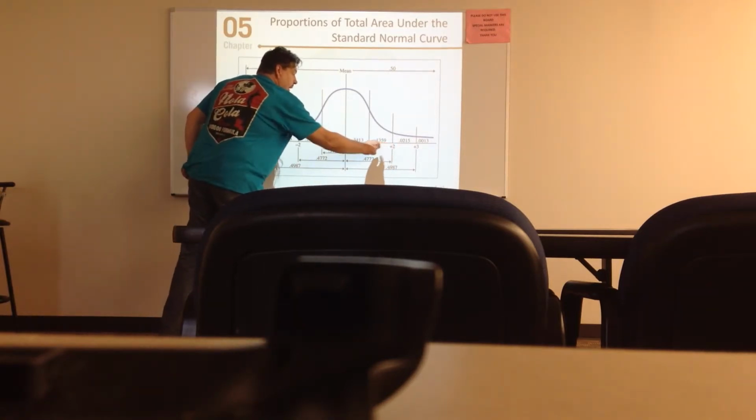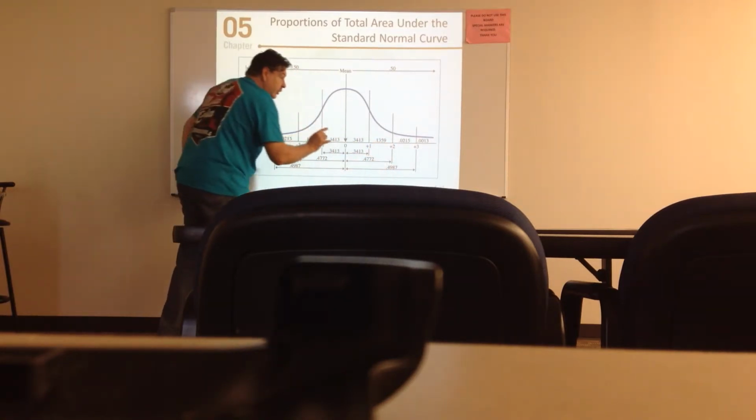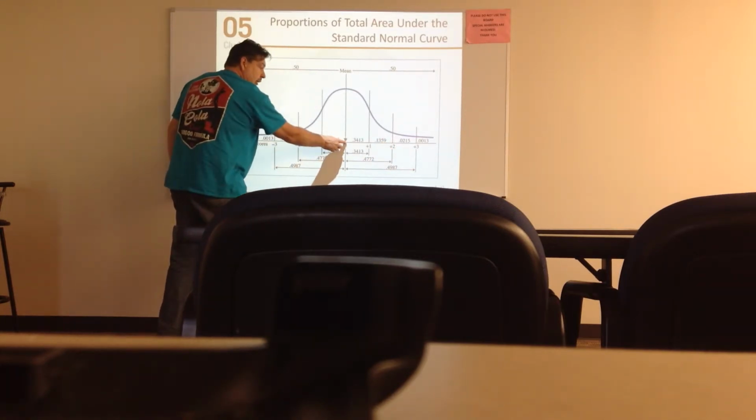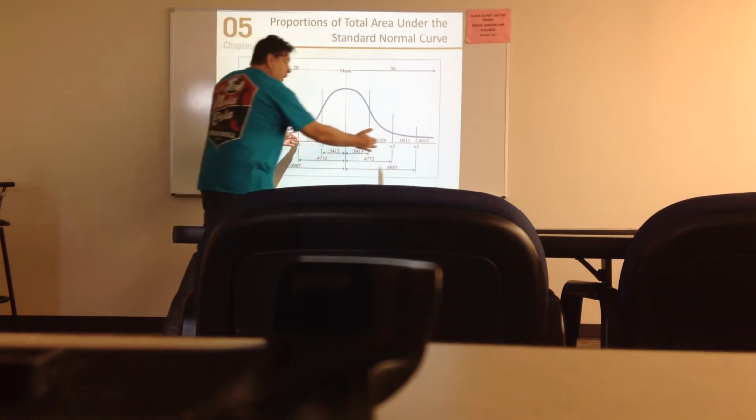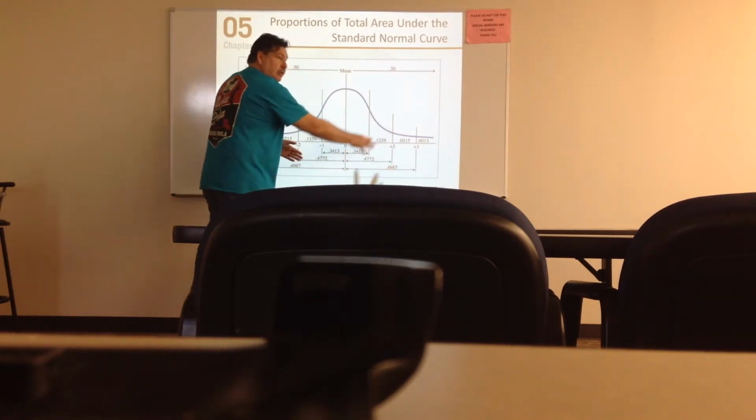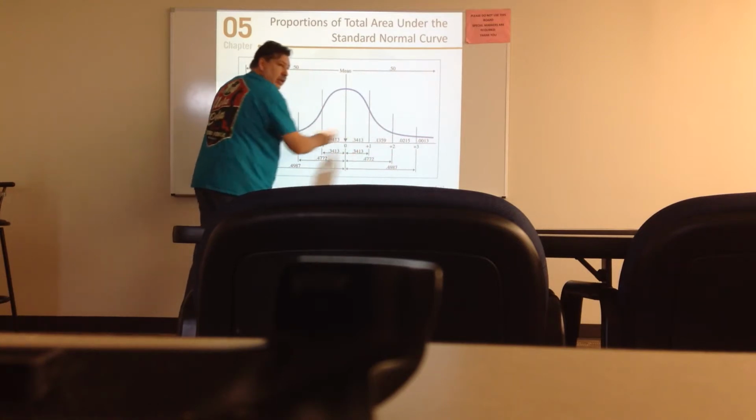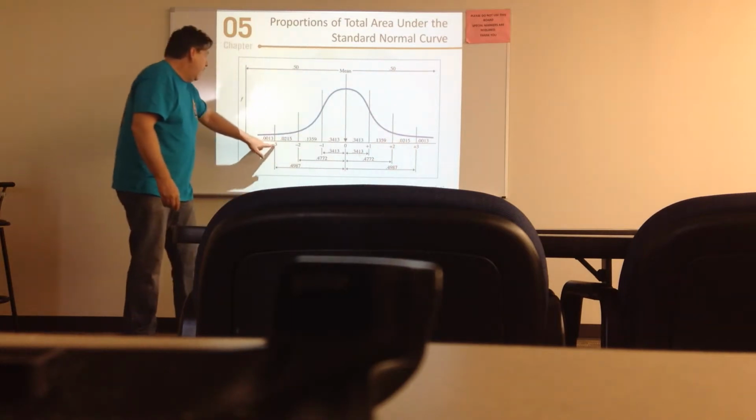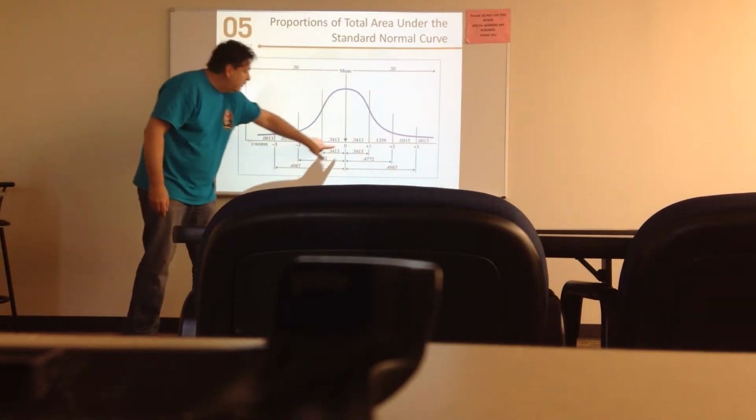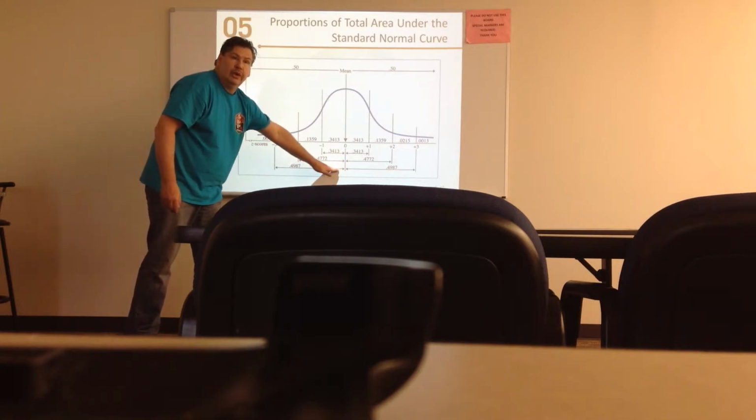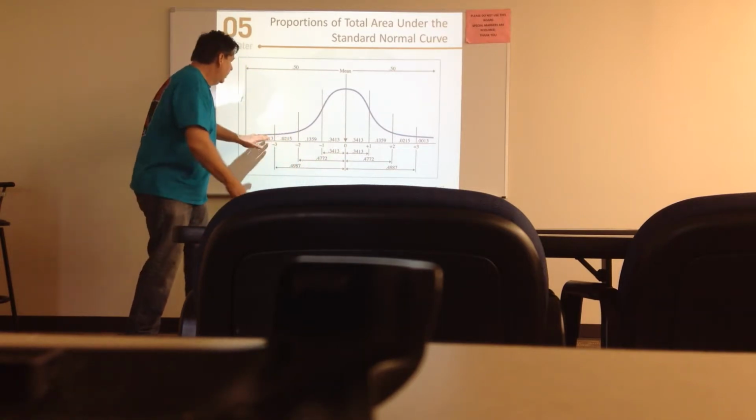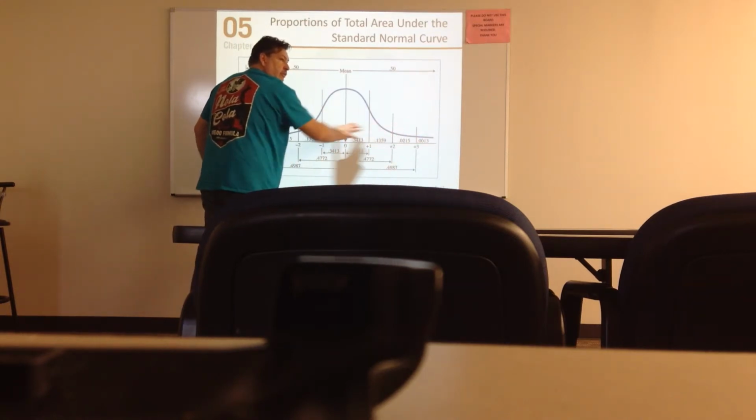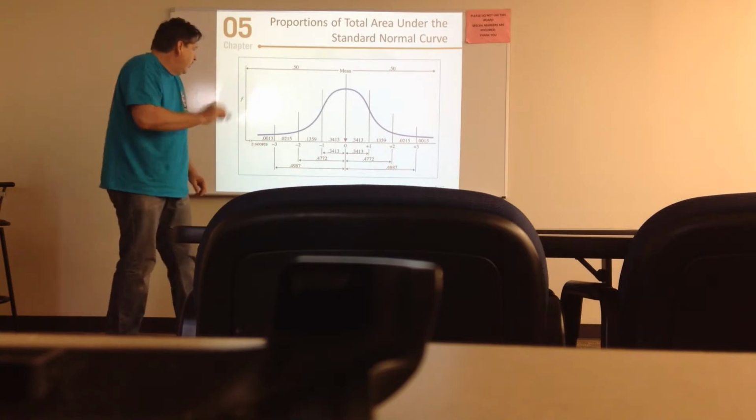Plus and minus 2 standard deviations. So I'm saying plus and minus 2 standard deviations from the mean will account for 95% of the area between those 2 scores. Plus and minus 3 standard deviations from the mean will account for 99.7% of the area between these 2 values. So try to remember those values.